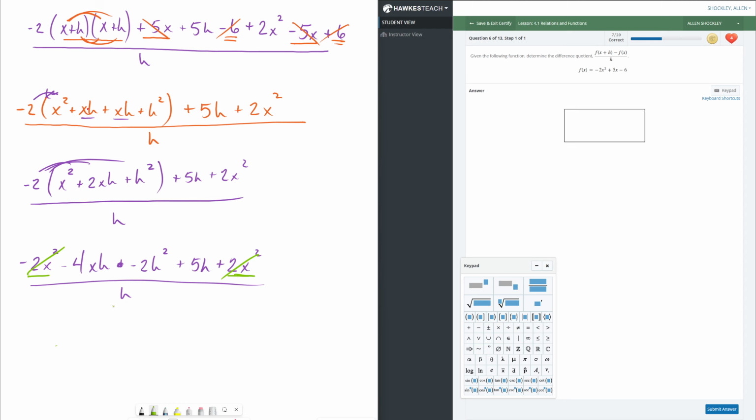Looking at the rest of this, nothing else matches. I have a negative 4xh and a positive 5h. Those aren't the same. I have a negative 2h squared, which also doesn't match with anything else. So we're just going to write what we have. Normally, we're going to put our squares first. So we're going to say I have a negative 2h squared minus 4xh plus 5h divided by h.